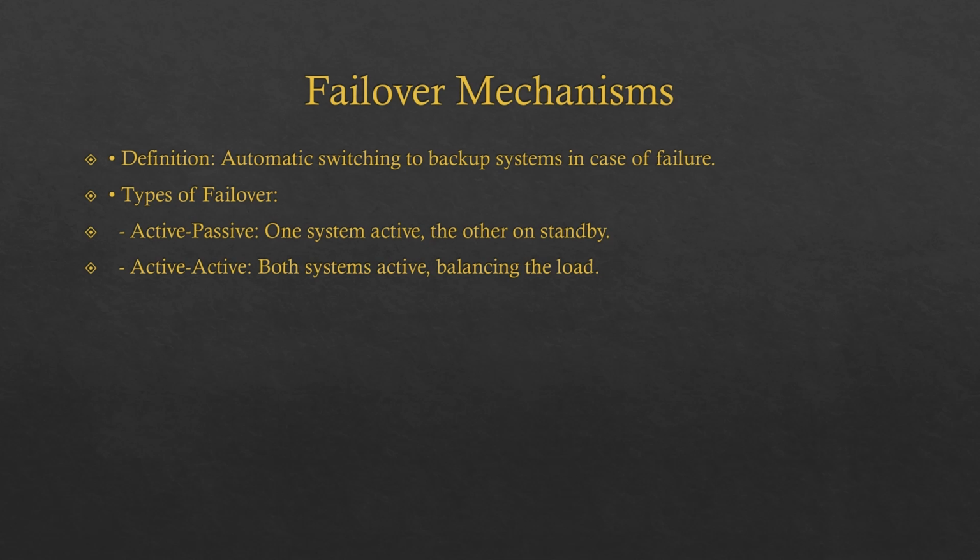Failover mechanisms automatically switch to backup systems in case of failure. There are two main types of failover: active-passive, where one system is active and the other is on standby, and active-active, where both systems are active and they share the load, ensuring no downtime.